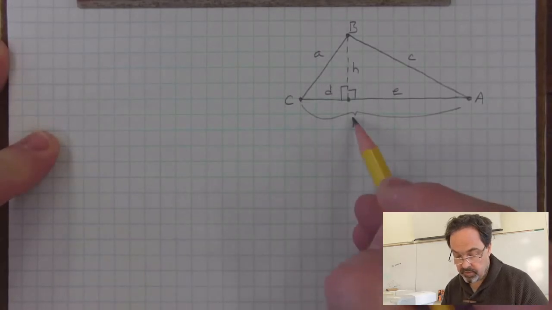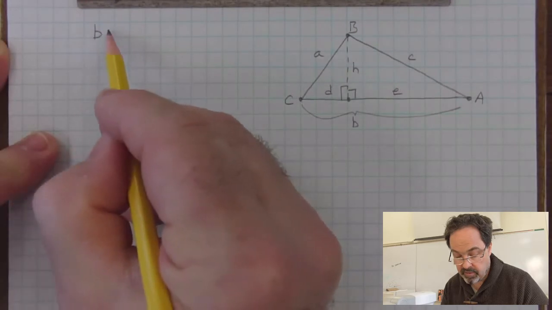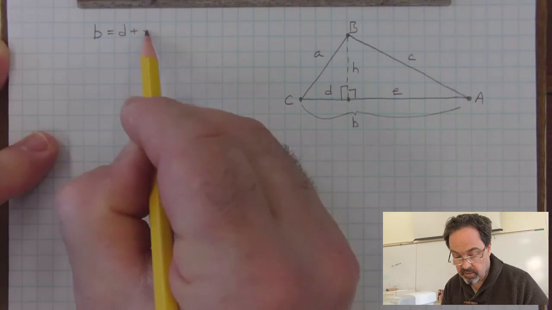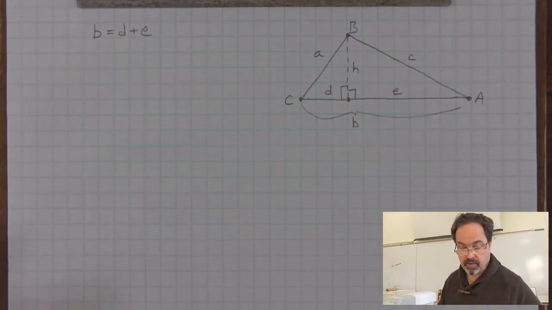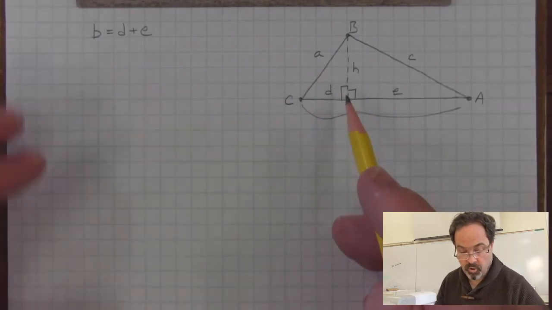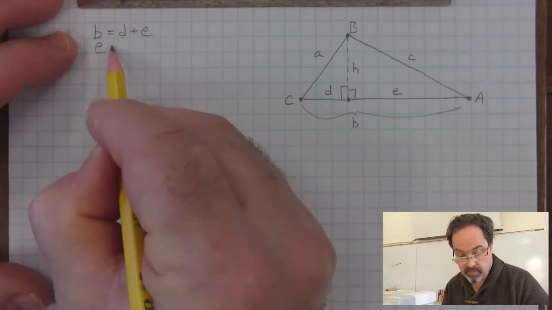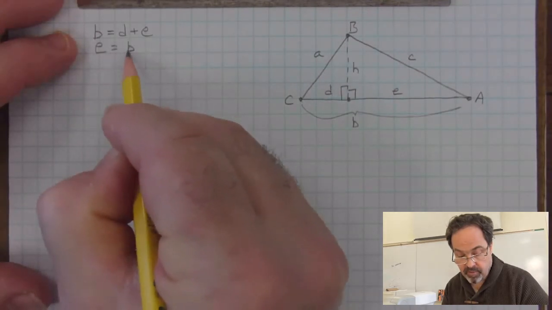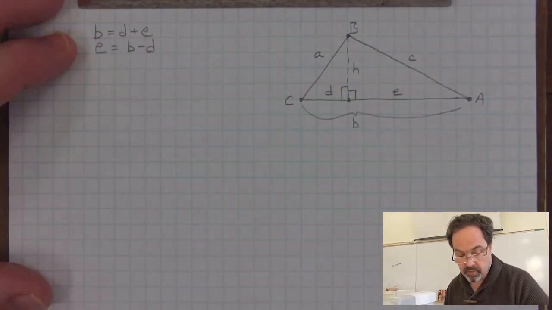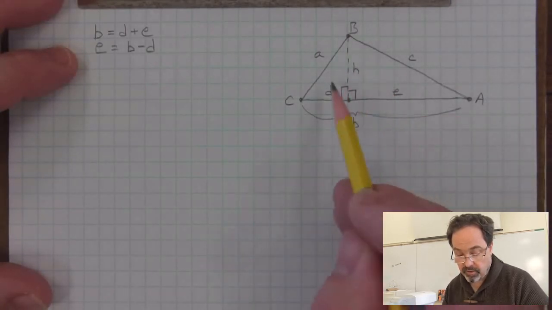So here's something that is observably true. The length of side B is the sum of what's been labeled as D and E. Also, observe from this diagram, I can solve for E by subtracting D from both sides, a simple change. And drawing the height created two right triangles.